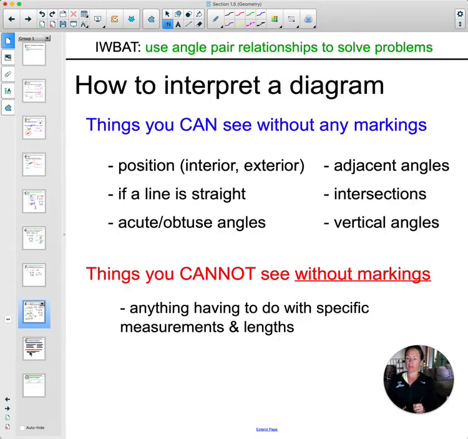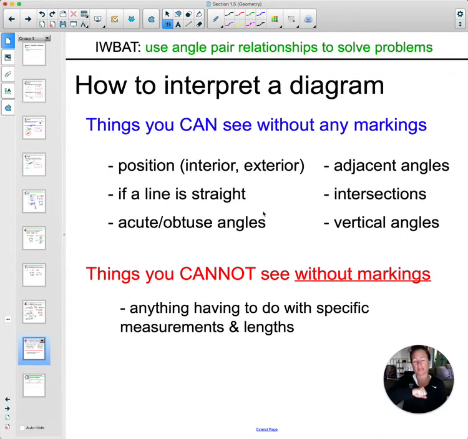Then the other thing that I want to talk about here is what you can and cannot interpret from a diagram, because when we're looking at pictures like we did in that first example with vertical angles, you have to know specific things about the picture. There are only certain things that you can get from a picture without markings. So when you're looking at a diagram, the things that you can just see without needing any extra markings are like the position of something.